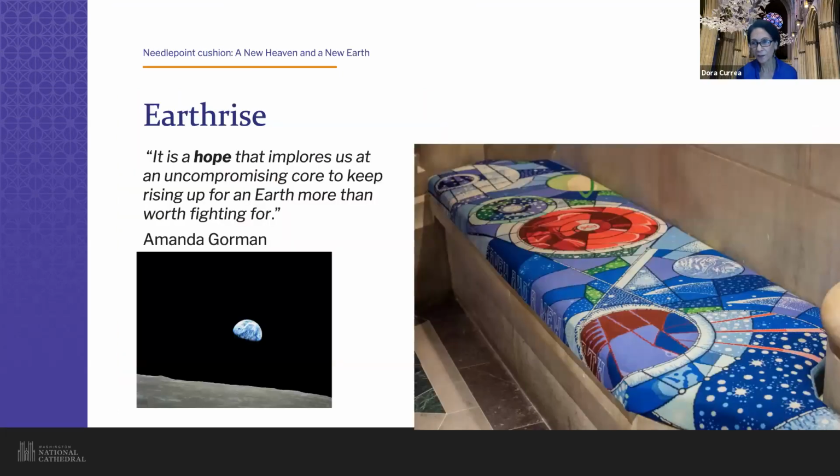Apollo astronauts brought us a whole new perspective of our Earth. On the left, we see the 1968 photo from Apollo 8 astronaut Bill Anders that inspired so many. On the right, a needlepoint cushion with the words "A New Heaven and a New Earth" emblazoned on its side. This signals the hope of a new era, one where the beloved community extends beyond our Earth.